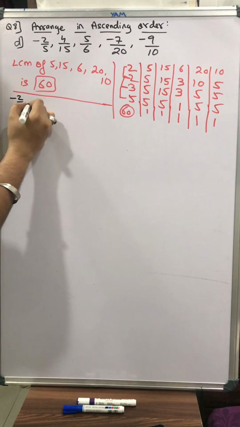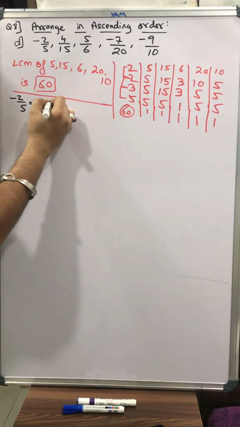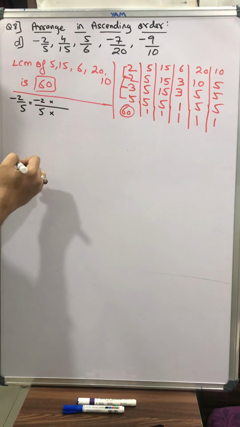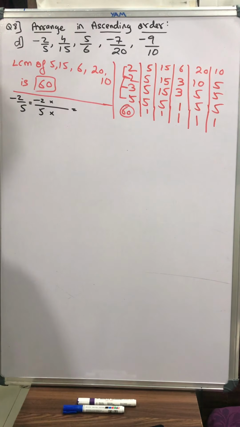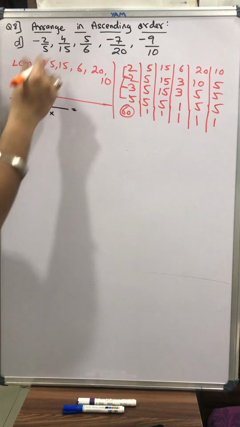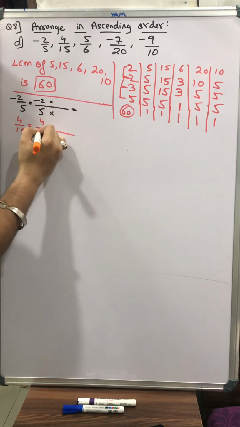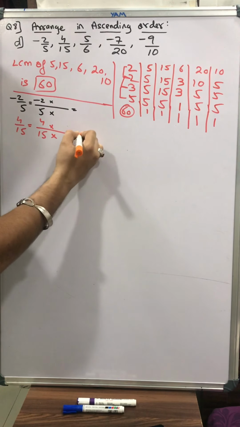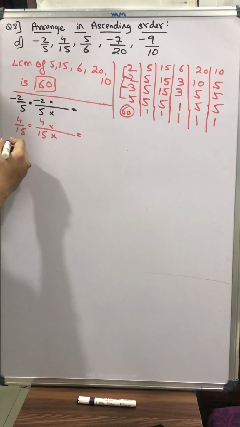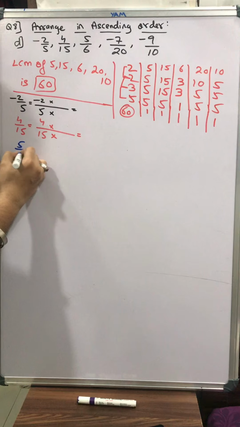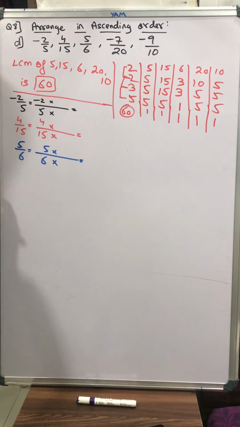Minus 2 upon 5, I'll write as it is. I'll write a big fraction like this. Minus 2 upon 5, multiply, is equal to. Then the next one, I have 4 upon 15, so 4 upon 15 multiply is equal to. Then what's the next one we have? We have 5 upon 6, so 5 upon 6 multiply is equal to.